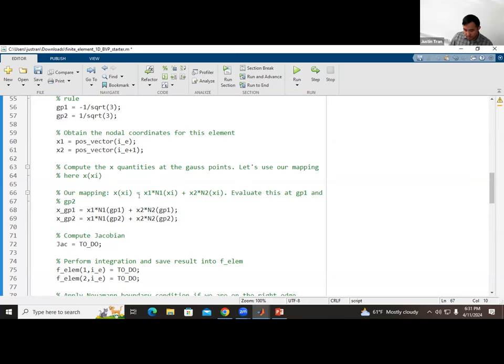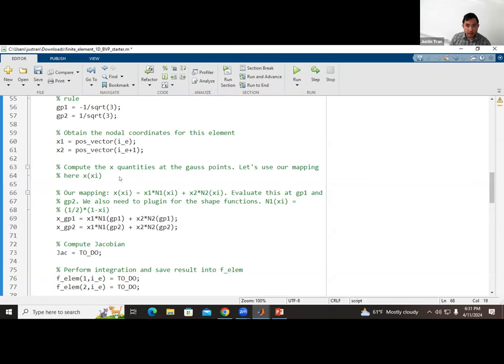Now, of course, we're using N1, N2 here, but we haven't actually defined what those are. So we also need to plug in the shape functions. If you look back at the first example we did today, we know that N1 of xi, when we're using it for Gauss quadrature, is equal to 1 half times 1 minus xi, and N2 of xi is equal to 1 half times 1 plus xi. So let's plug in those expressions, where everywhere we see xi, we're going to plug in GP1 or GP2.